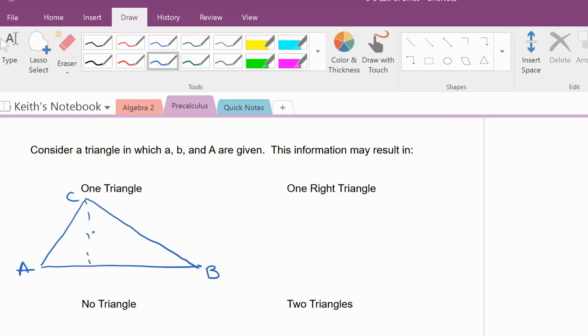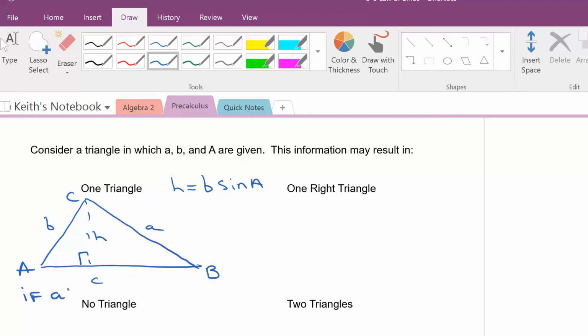You have the height here of the triangle. And remember, the height of the triangle is going to be B sine A. Because remember, here's B, so the sine of A is H over B, and then you can make it B sine A. Here's A, here's C.